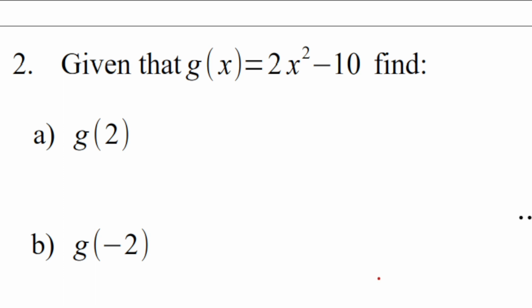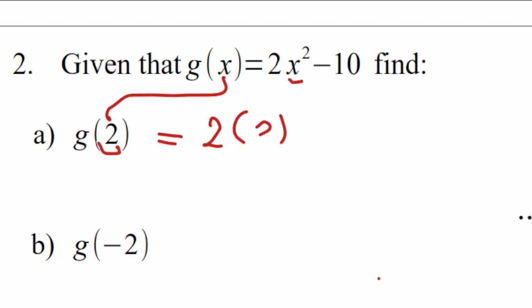Question 2 says that, given that g of x is 2x squared minus 10, find g of 2. Similarly, x is replaced by 2. So x should be replaced by 2. So write the 2 first here, and then instead of the x, write the value inside the bracket, which is 2. This is squared, we don't change it, and then minus 10.